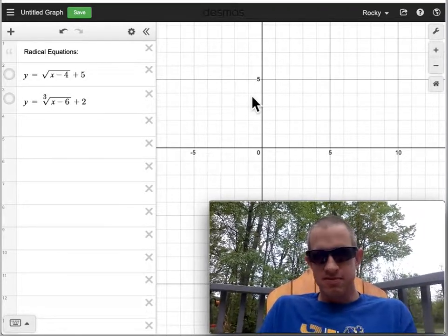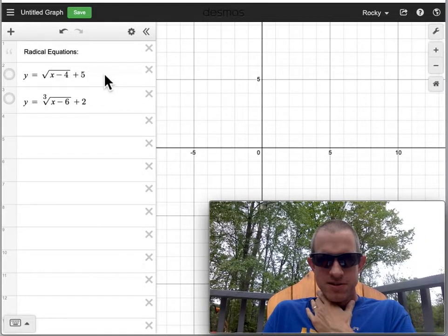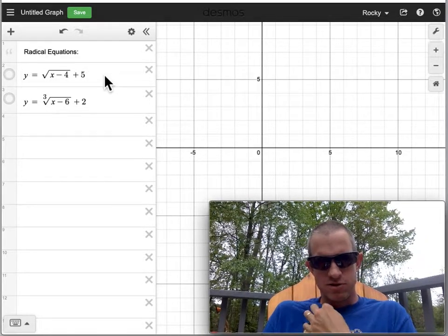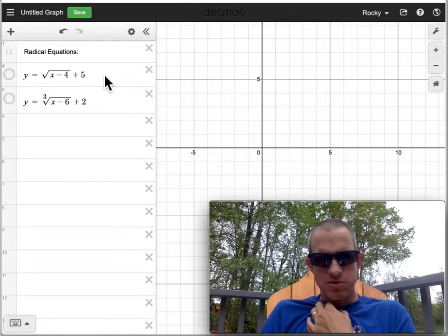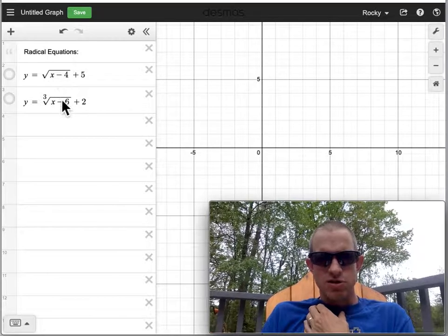Awesome. All right. So, first type of graph that, well, not the first we ever learned, but the first from this semester that we learned were radical equations. These are things like this. It's got square roots or cube roots.